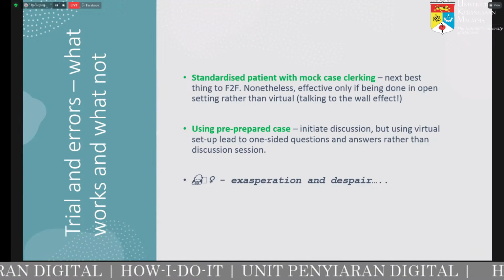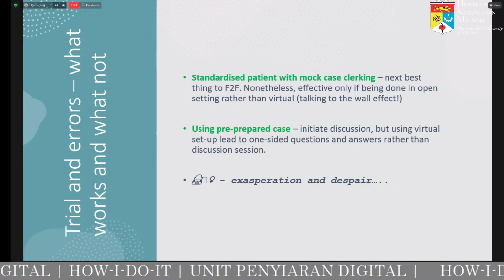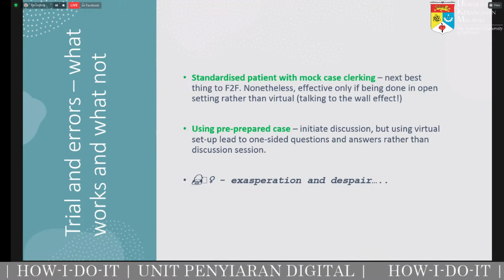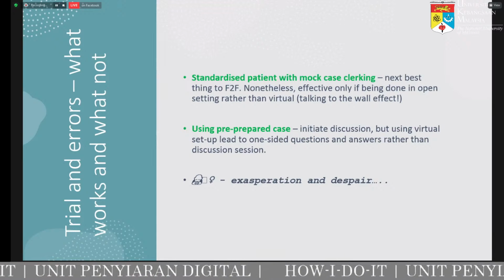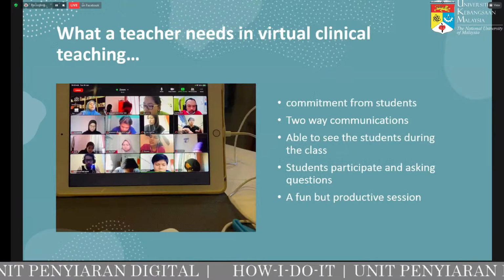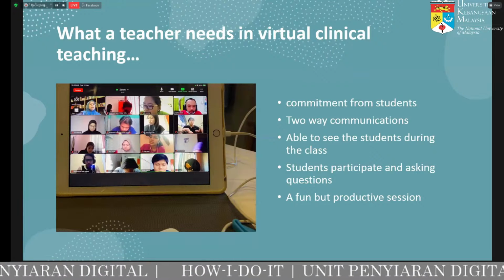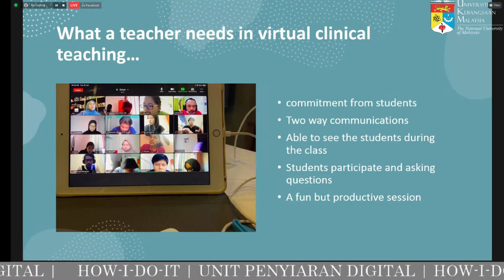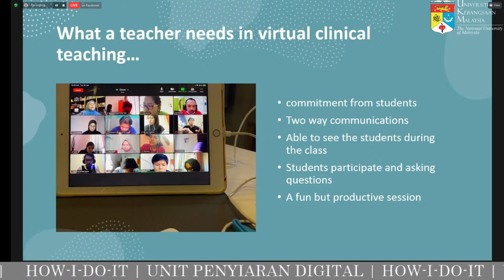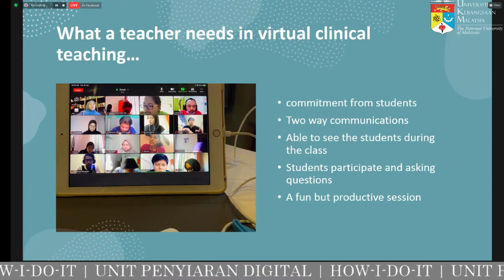So for all this method, what we have is actually aspiration and despair. We cannot do much, but we need to teach the student. So what I did was, next slide. What a teacher needs in virtual clinical teaching is commitment from students. We need that. The second one is two-way communication.